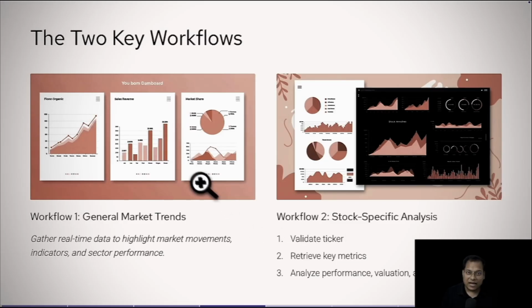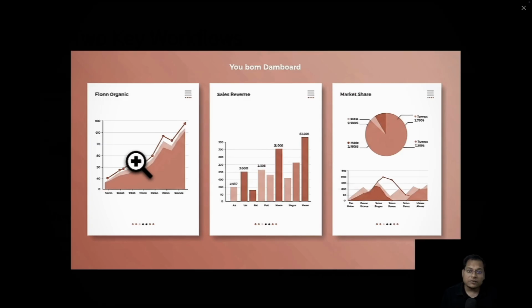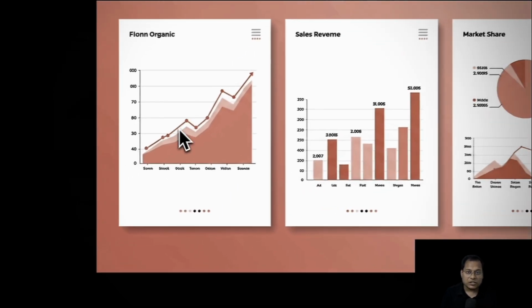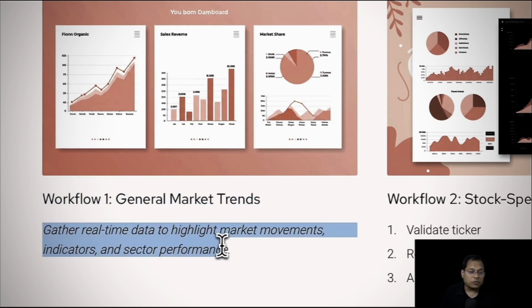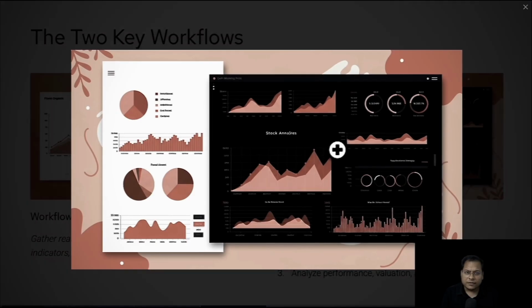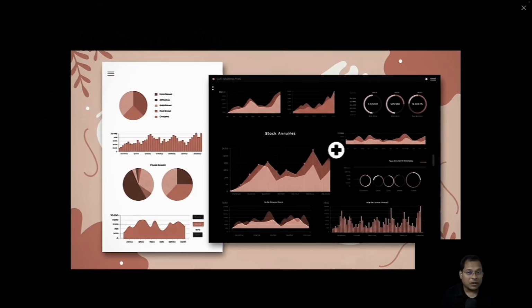Now, once a query is validated, the system follows one of two workflows depending on the type of request made by the user. If a user wants an overview of the market trends, the agent calls tools like search web and get general market data. These tools gather real time information from financial sources, allowing the AI to highlight key movements, economic indicators, and sector performance. But what if the user requests insights for a particular stock?